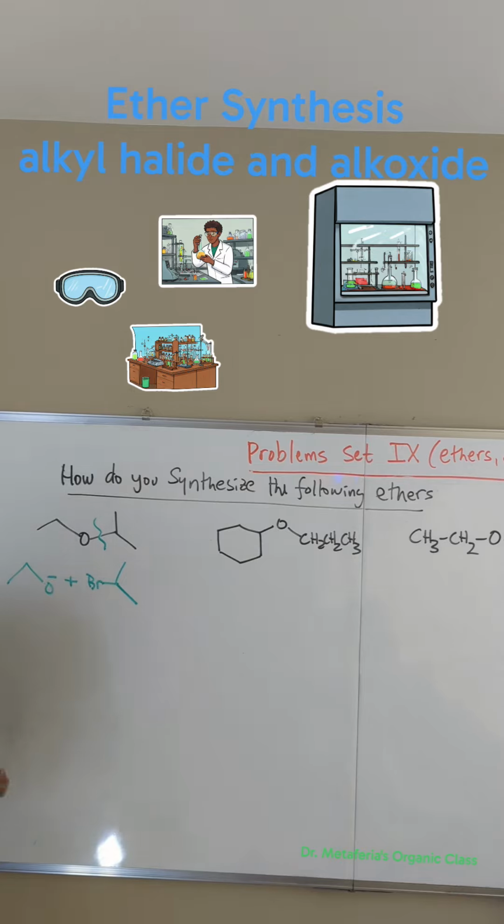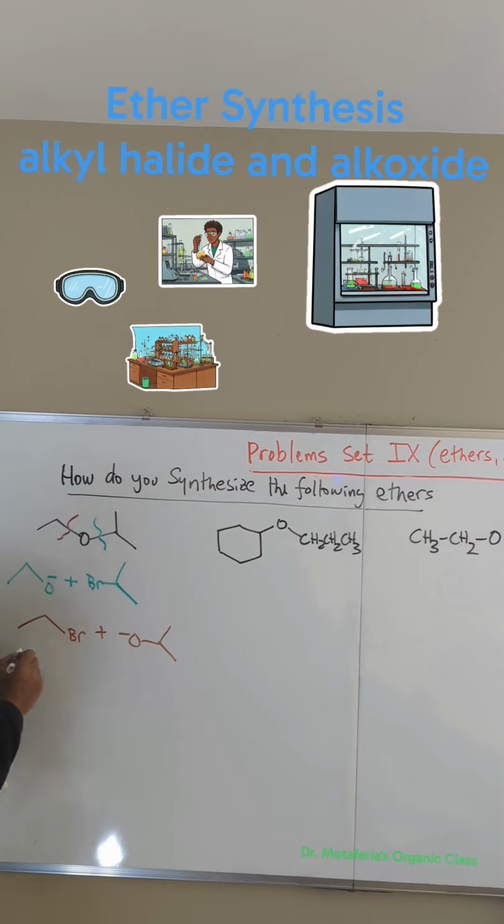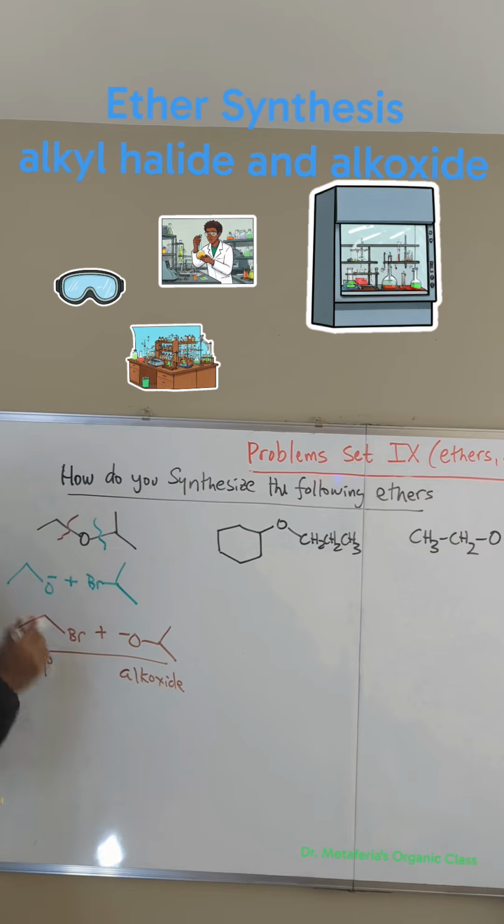For example, if you just cut it the other way, if I cut this on this side, that means the alkyl halide would be the bromide right there, plus the alkoxide would be on the isopropyl oxide. So this is the best combination, where you have a primary alkyl halide and you have the alkoxide. So that would be a good combination. This would not be very favorable.